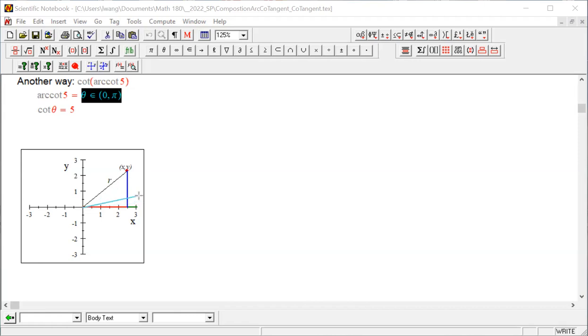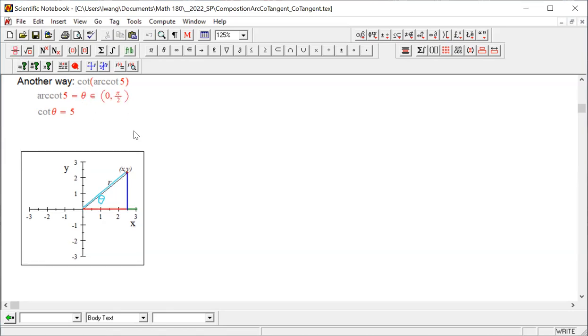So I also know cotangent theta equals 5. Because this ratio is positive, I know it cannot be in the second quadrant. The terminal must be in the first quadrant because it's positive. If it is here, then that's my theta. If that makes sense to you. In particular, this is going to be between 0 and pi over 2, the first quadrant.